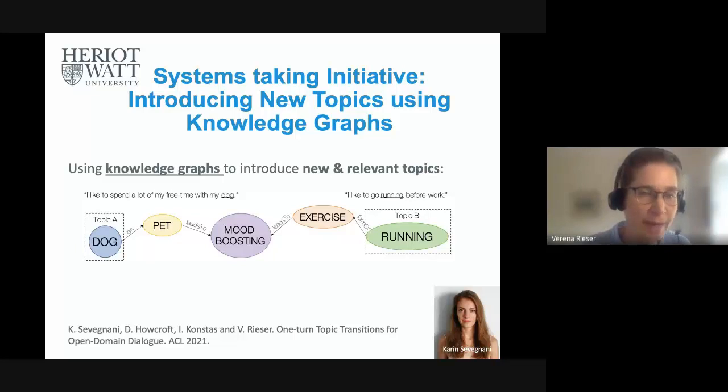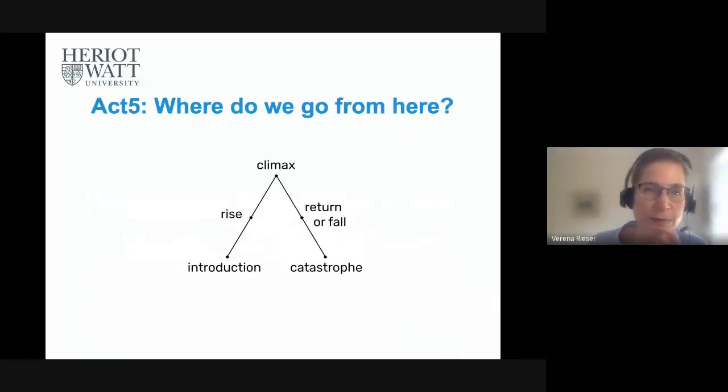At the moment, in these data-driven end-to-end systems, it's mainly the user who steers the conversation towards new topics, and the system always nods along. So in this paper, which again is going to be presented at ACL, we use knowledge graphs to introduce new and relevant topics. Again, I'm not going to go into the details, but please come and see Karen's poster. So where do we go from here?